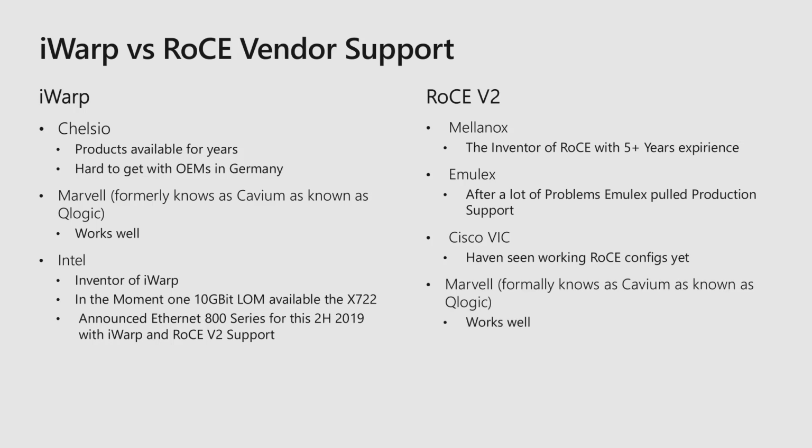Then we have Marvell again. They also do RoCE and RoCE v2, and also something important. If you buy a Marvell card for iWARP, the card is by default configured for RoCE v2. So don't buy it, put it in your server, configure an IP address, and say, I'm golden because I don't have to configure PFC in my switches and so on.